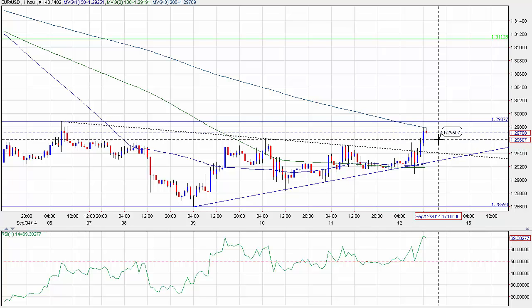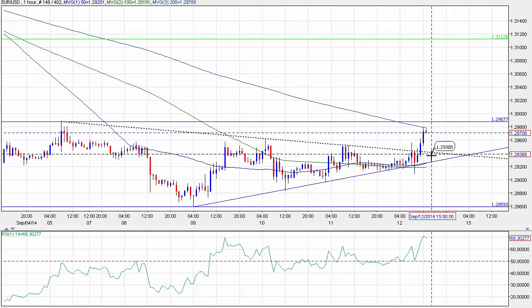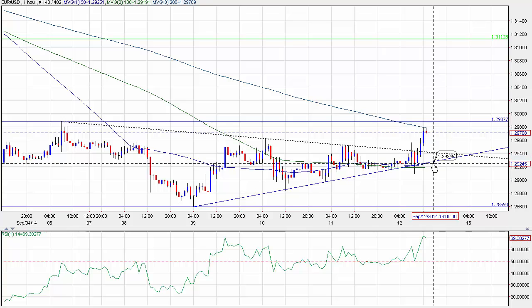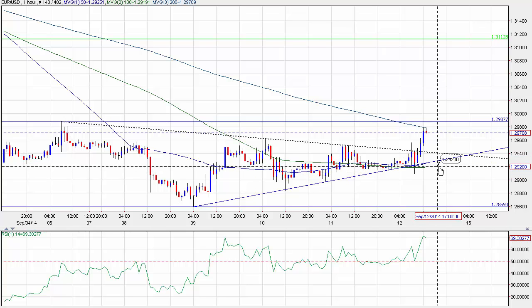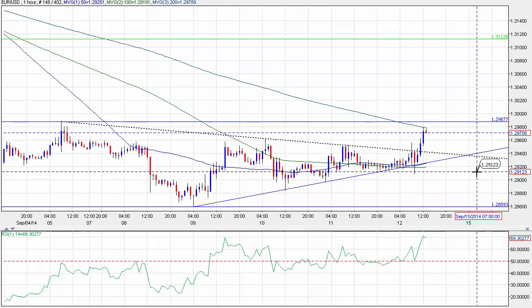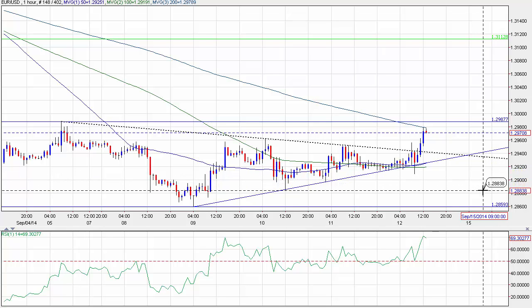So if there is a pullback, a market in bullish correction mode should hold above 1.2950, and even if there's a sharper pullback, it should really hold above 1.2920. It should not break below 1.2920. A break below 1.2920 might signal bearish continuation.